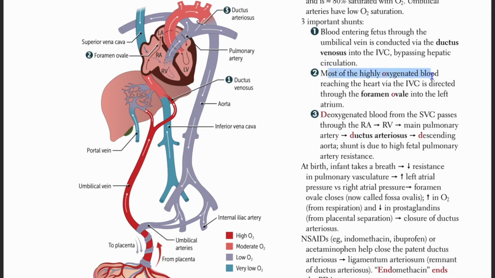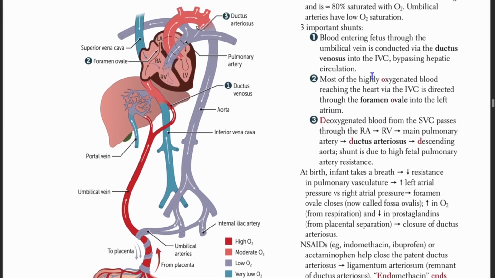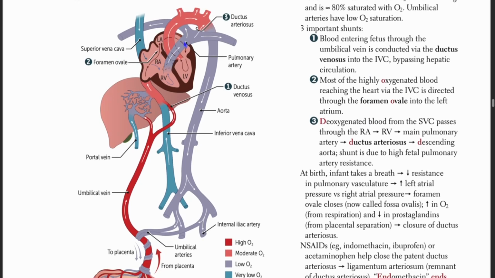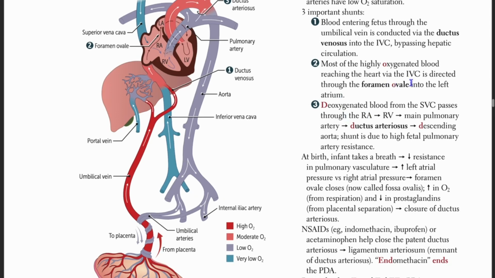So most of the highly oxygenated blood reaching the heart via the IVC is directed through the foramen ovale into the left atrium, right? So it goes through that. Then that's another thing that happens in a baby that doesn't in a normal person, because it's fused. Which ones? The septum primum with the septum secundum, and this is a one-way valve, right? With the right to left shunt.